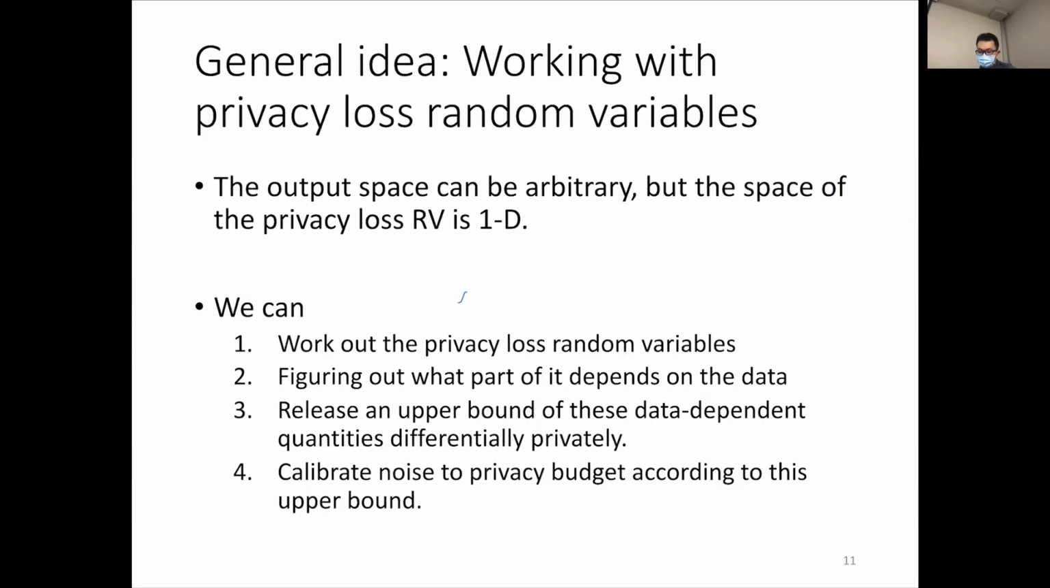So it suffices for us to figure out what the privacy loss random variable is for this problem, and then figure out which part of the privacy loss random variable's distribution depends on the data. And then if we can publish an upper bound of these data dependent quantities differentially privately, then we should be able to construct a high probability upper bound of the privacy loss random variable, and then calibrate the noise and the mechanism specific hyperparameters to the privacy budget that we're given by whoever owns the data.